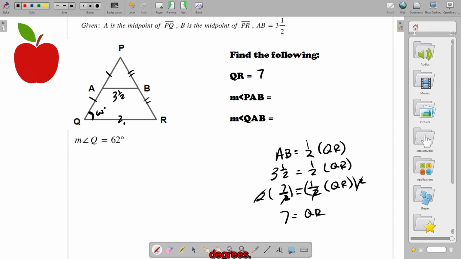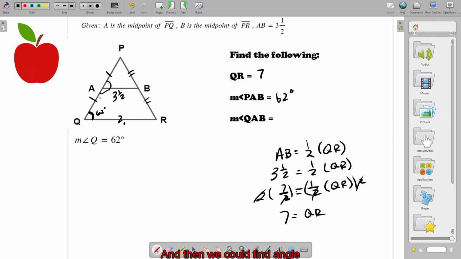Then we're told that the measure of angle Q right here is 62 degrees. They want us to find PAB, this one, and QAB, this one. Well, because these two segments are parallel, angle PAB and angle Q are corresponding angles of the parallel lines, so they are congruent. So PAB is also 62 degrees.